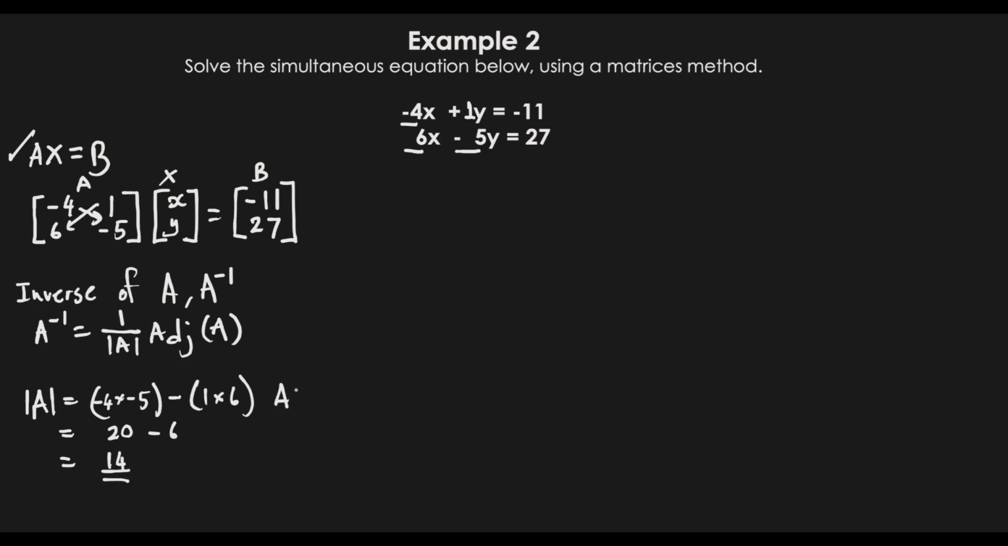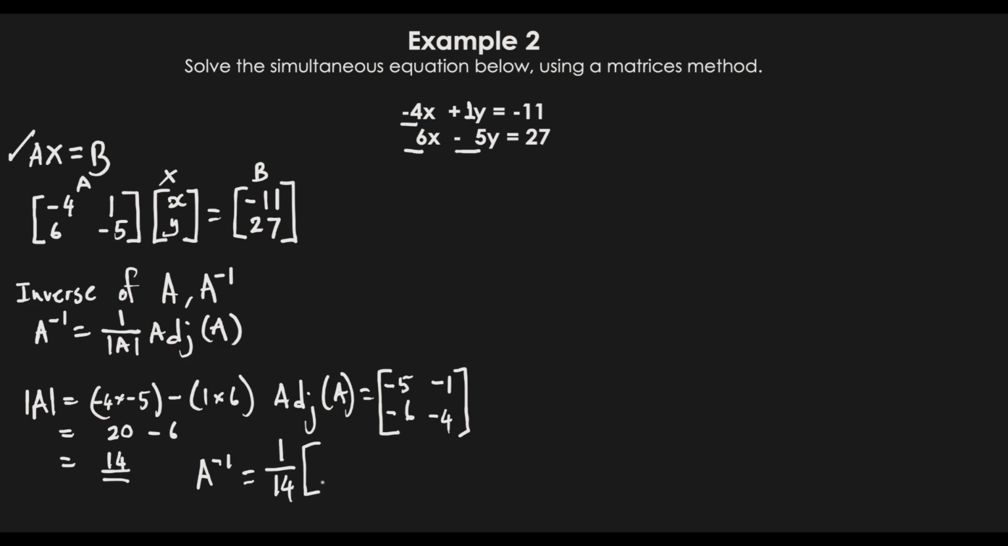Now the adjoint of A, remember for the adjoint, we swap these two numbers here. So then negative 5 comes here and negative 4 comes here, but we change the signs of these. So 1 turns to negative 1 and the 6 turns to negative 6. So when we combine this, we have that the inverse is equal to 1 over the determinant, which is 14, and then we put that next to the adjoint, which is negative 5, negative 1, negative 6, negative 4. So we completed that step.